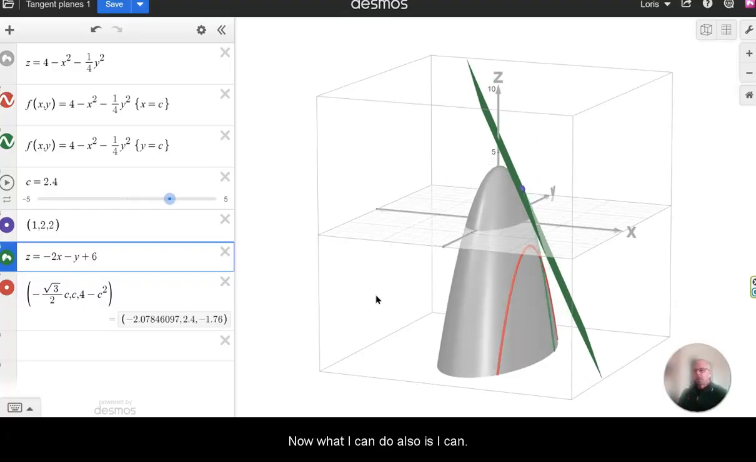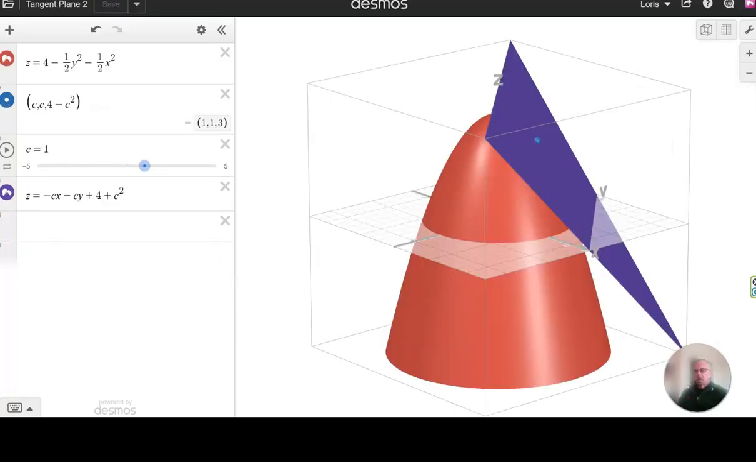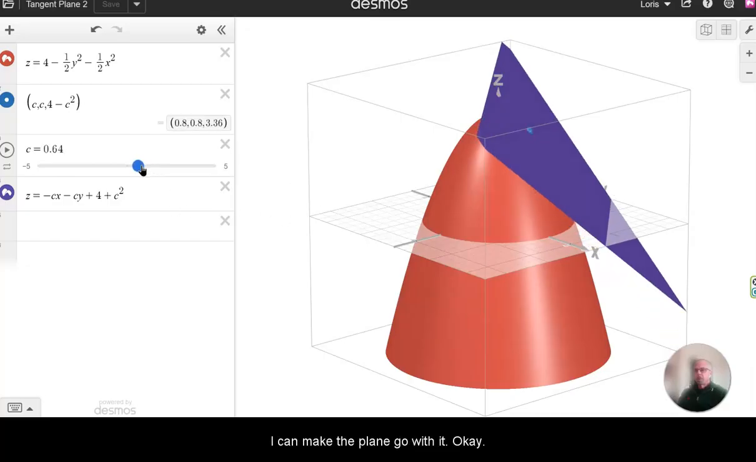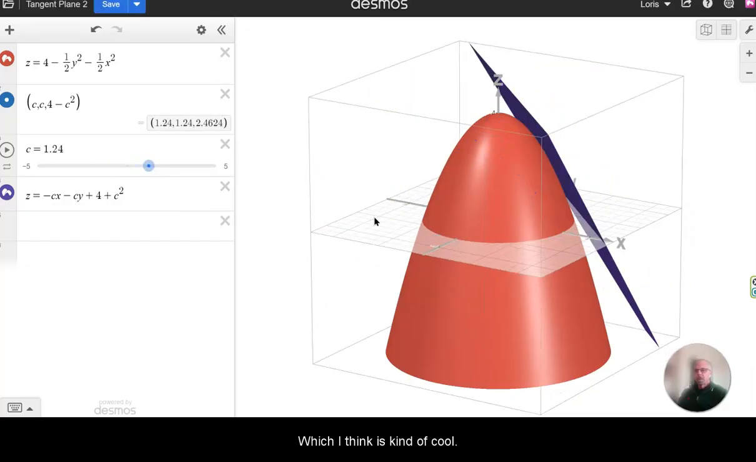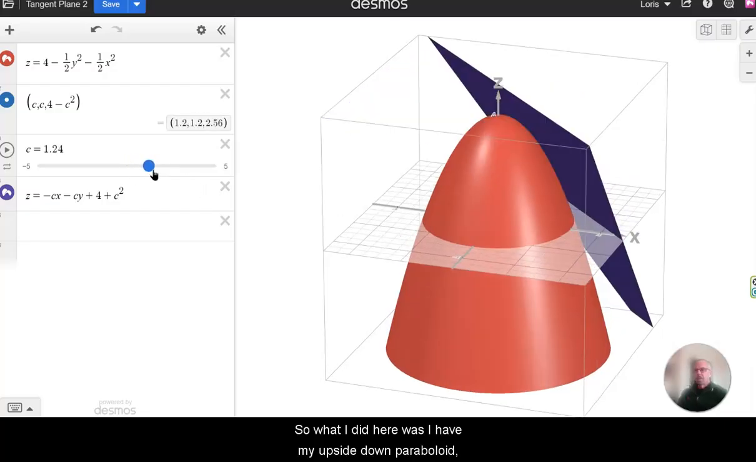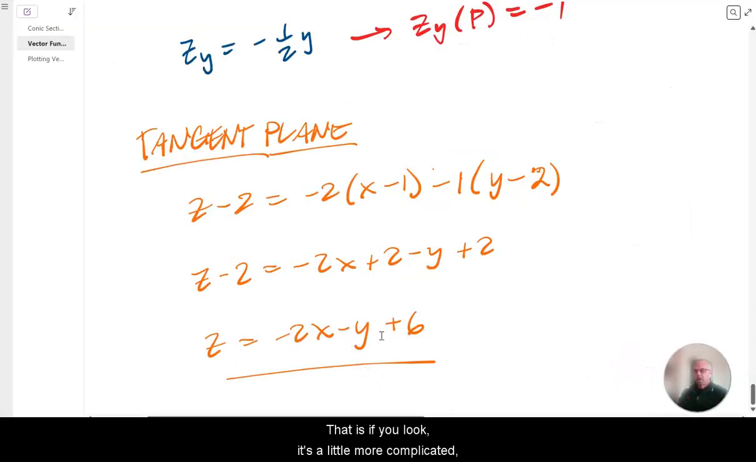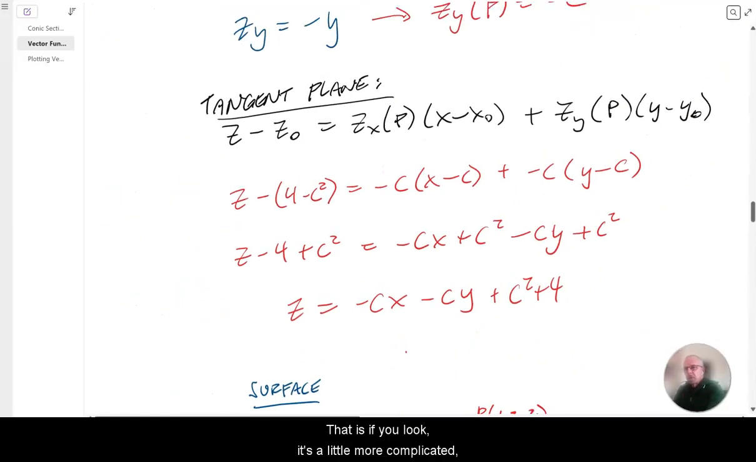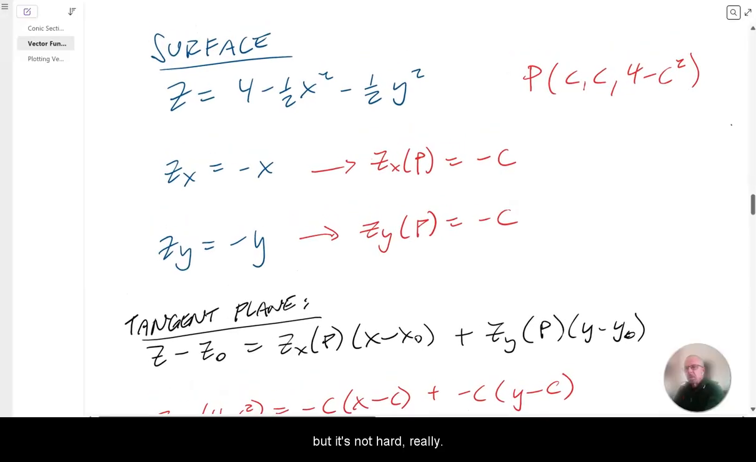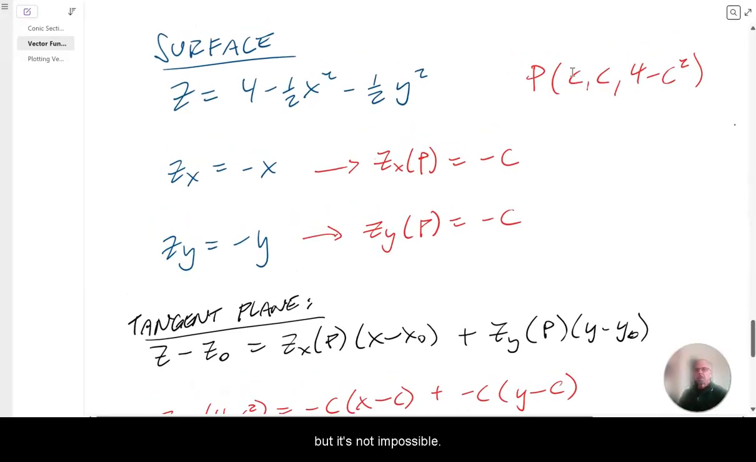Now, what I can also do is, here's another upside down paraboloid, and I can make the plane go with it, which I think is kind of cool. So what I did here was I have my upside down paraboloid, and then I have a point (c, c). When you plug c and c in, you get 4 minus c squared. And then I figured out the tangent plane from that. It's a little more complicated, but it's not hard, really. Well, maybe it's hard, but it's not impossible.